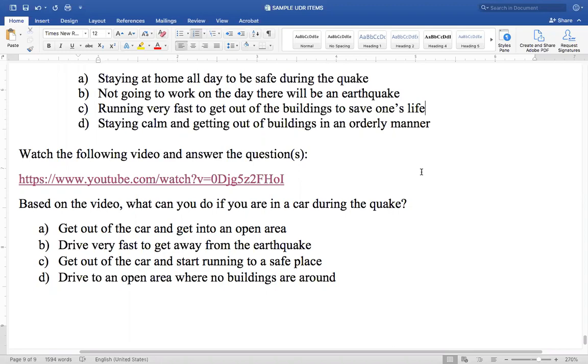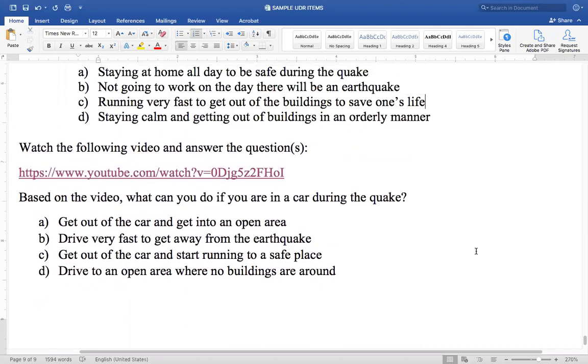Based on the video, what can you do if you're in a car during the quake? Get out of the car and get into an open area; drive very fast to get away from the earthquake; get out of the car and start running to a safe place; drive to an open area where no buildings are around. So definitely here we see sensitive topics, okay? So it would be very inappropriate to put in an earthquake.